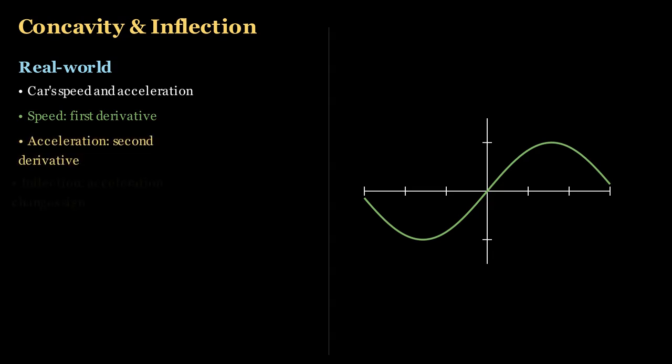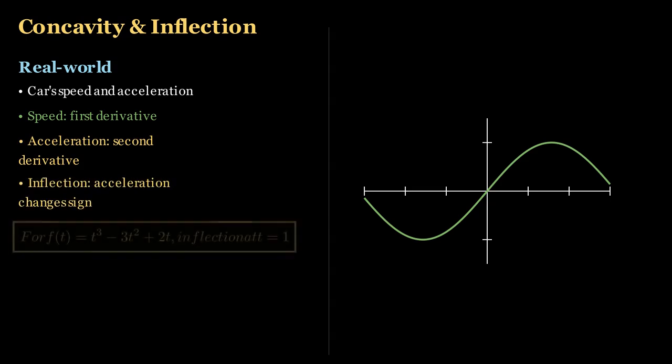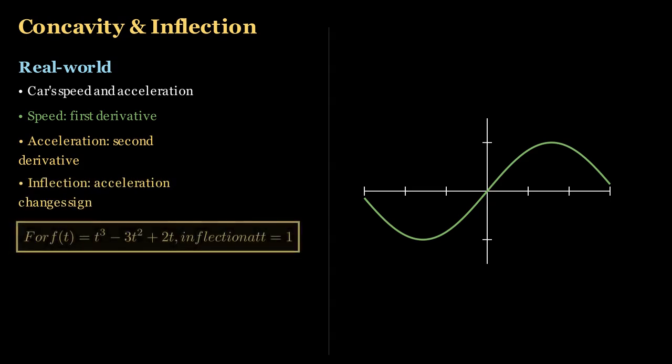Before t equals 1, say at t equals 0, f double prime is negative 6, the car is decelerating, its speed is decreasing. After t equals 1, say at t equals 2, f double prime is positive 6, the car is accelerating. So at exactly 1 second, the car switches from slowing down to speeding up. That's an inflection point in the position graph.